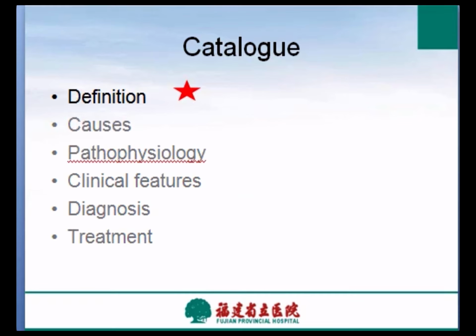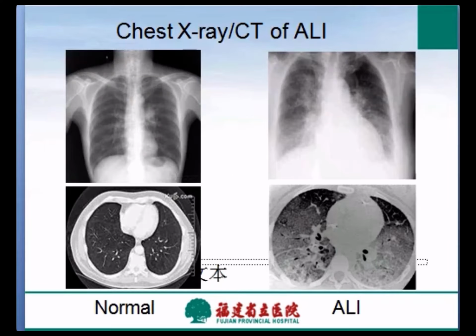The first part is definition. Imaging plays an important role in the diagnosis of acute lung injury. Clinically, the most commonly used imaging tests include X-ray and computed tomography, which we also call CT. First, let's take a look at these two groups of images from two different patients. On the left, this group comes from a normal patient, and on the right, the two pictures are from a patient with acute lung injury.